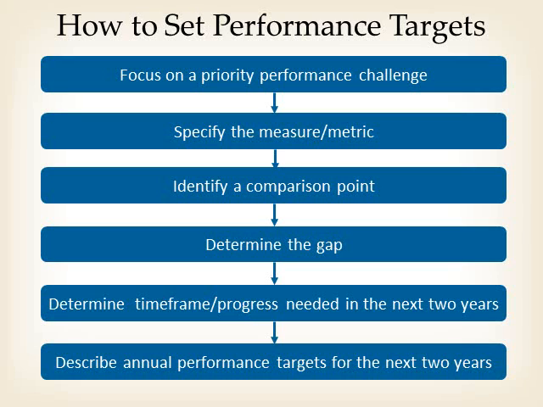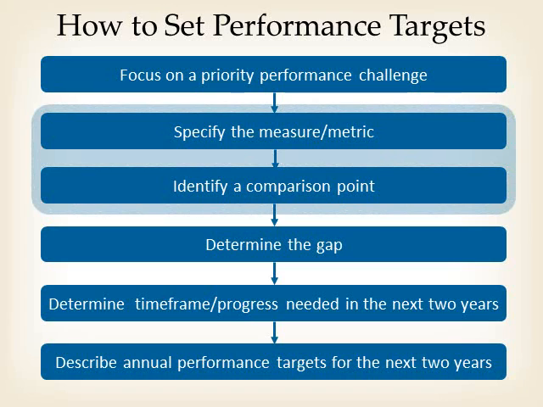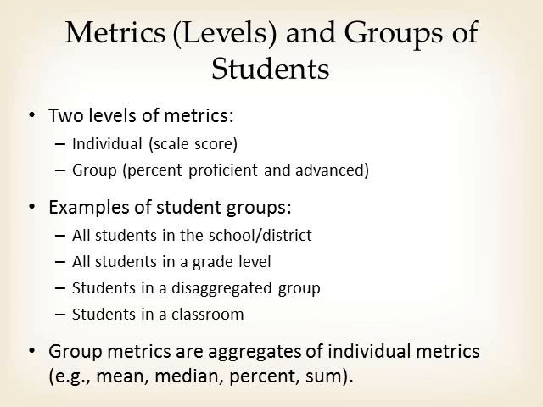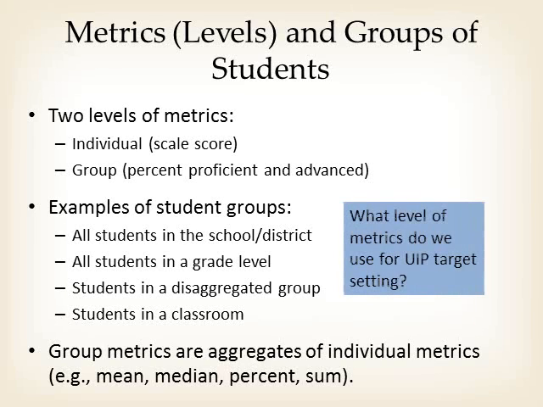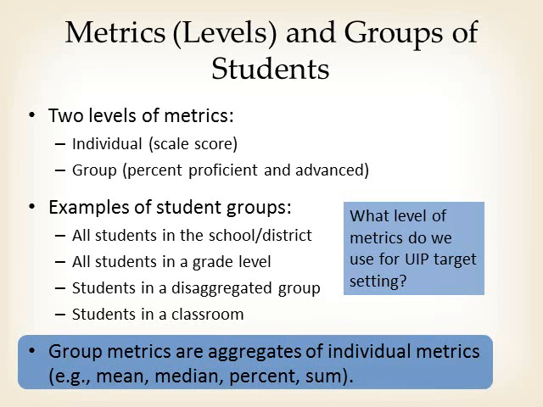Once it has been determined which priority performance challenge will be the focus of the performance target, then it is time to specify the measures or metrics that will be used in the performance target. There are 2 levels of metrics, individual and group. Some examples of student groups include all students in the school district, all students in a grade level, students in a disaggregated group, and students in a classroom. What level of metrics do we use for UIP target setting? Group metrics are aggregates of individual metrics, such as mean, median, percent, and sum.